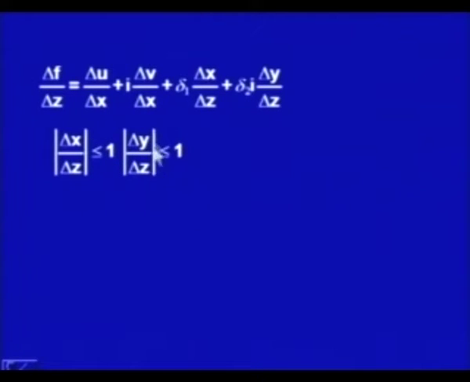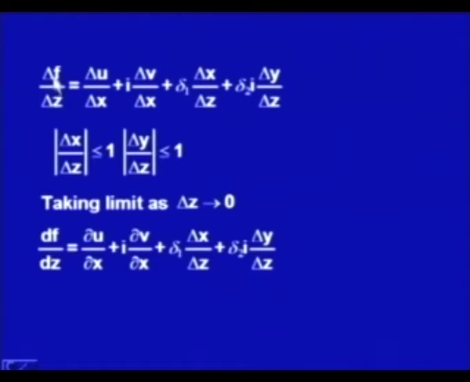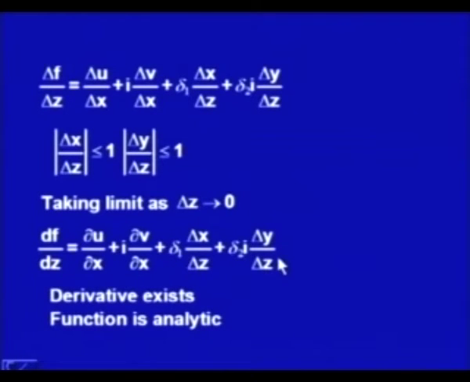Similarly, delta y by delta z is also less than or equal to 1, and in this, taking the limit as delta z tending to 0, we will have df by dz is equal to delta u by delta x plus I delta v by delta x, plus delta 1 delta x by delta z plus delta 2 I delta y by delta z, and they tend to 0, and that is why we say derivative exists, and when derivative exists function is analytic. This is coming because these derivatives are continuous, and that proves the second theorem.